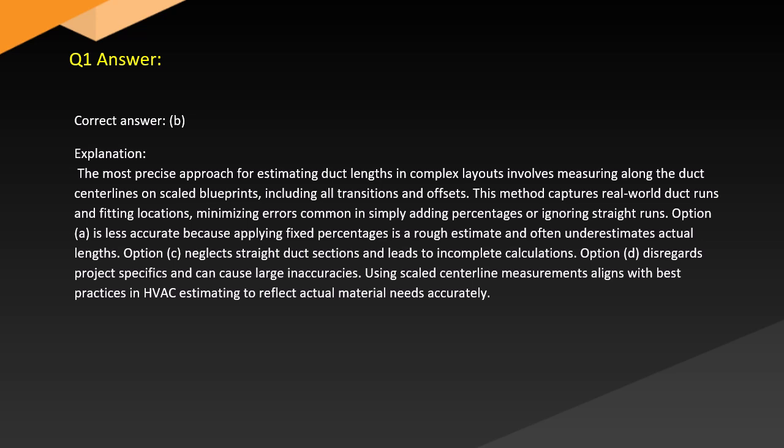Option A is less accurate because applying fixed percentages is a rough estimate and often underestimates actual lengths. Option C neglects straight duct sections and leads to incomplete calculations. Option D disregards project specifics and can cause large inaccuracies. Using scaled centerline measurements aligns with best practices in HVAC estimating to reflect actual material needs accurately.